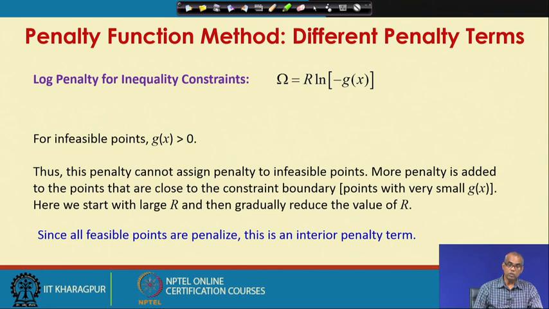Here we start with large values of R and then gradually reduce the value of R. Since all feasible points are penalized, this is an interior penalty term. Note that the log penalty for inequality constraints is an interior penalty term, because here all feasible points are penalized.